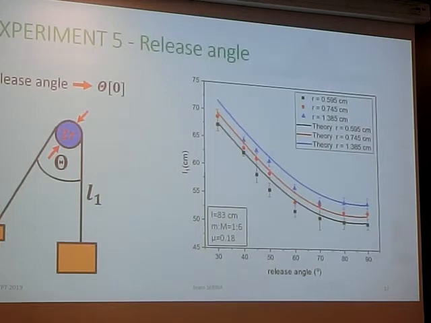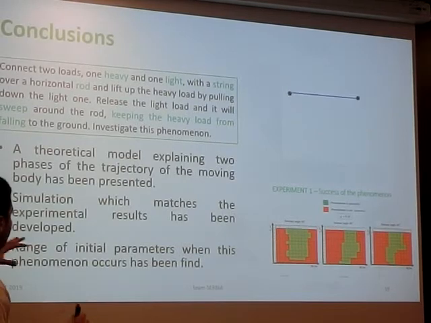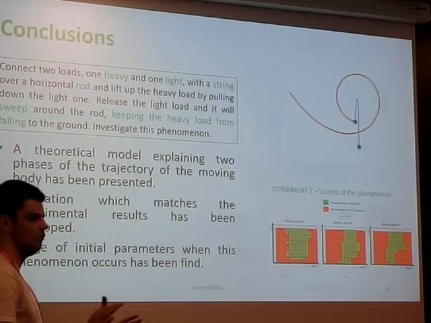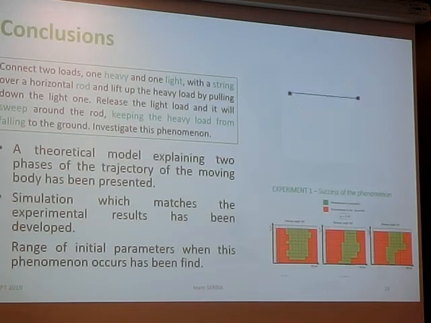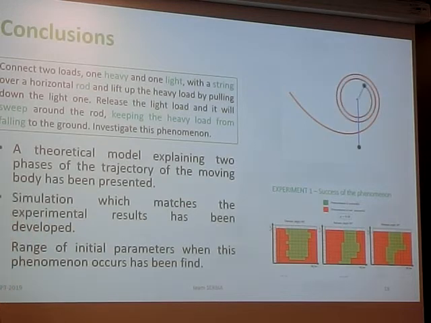To conclude everything, our task said that we should connect 2 rods, one heavy, one light, with a string over the rod, and see when the light one can keep the heavy one from falling. First of all, we give you a reason why, in our opinion, the lighter rod can stop the heavier one. This is captured in an equation. Also, we made a simulation that completely represents the experimental results, and we have really good matching with experimental and theoretical results.